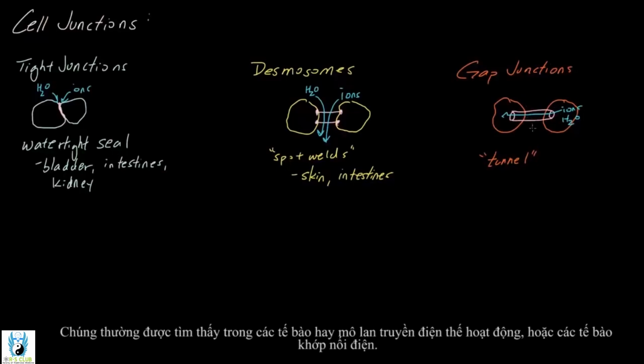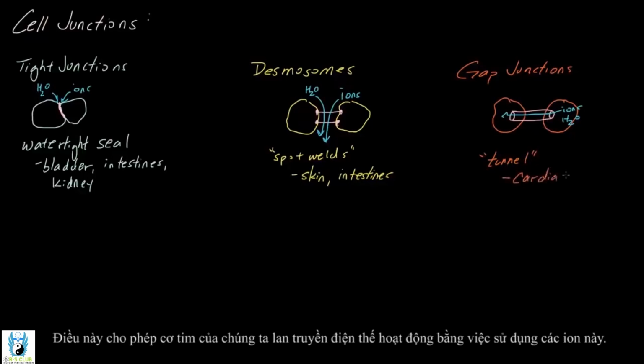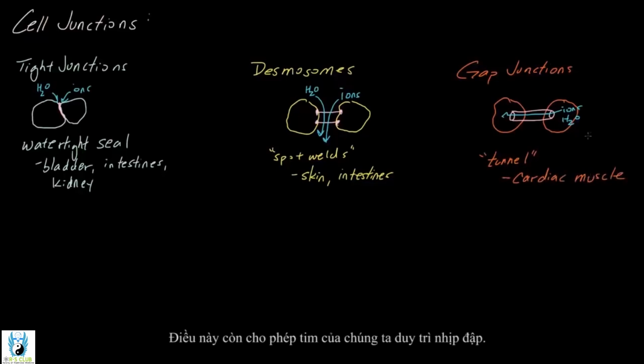These are often found in cells or tissue that spread action potential, or cells that use electrical coupling. For example, they can be found in cardiac muscle. This allows our cardiac muscle to actually spread action potential by using these ions. This allows our heart to continue beating. It can also be found in neurons.